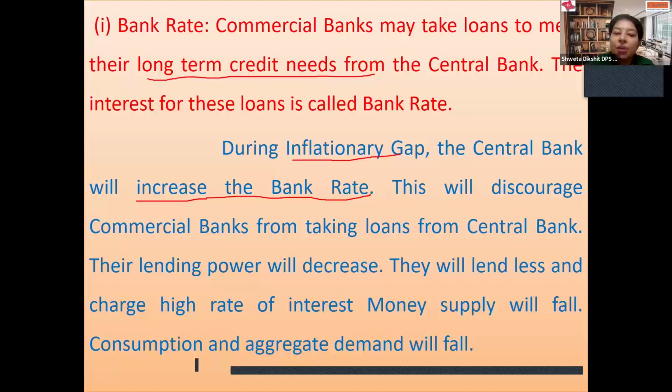This will discourage the commercial banks from taking loans from the central bank. When they do not take loans from the central bank, they have lesser money to advance as loans to the people. So their lending power will be decreased. And when their lending power is lesser, they will only give loans to those who are ready to pay a higher rate of interest. Therefore, there will be fewer consumers to borrow money from the bank. And this is how the liquidity from the market will be absorbed.